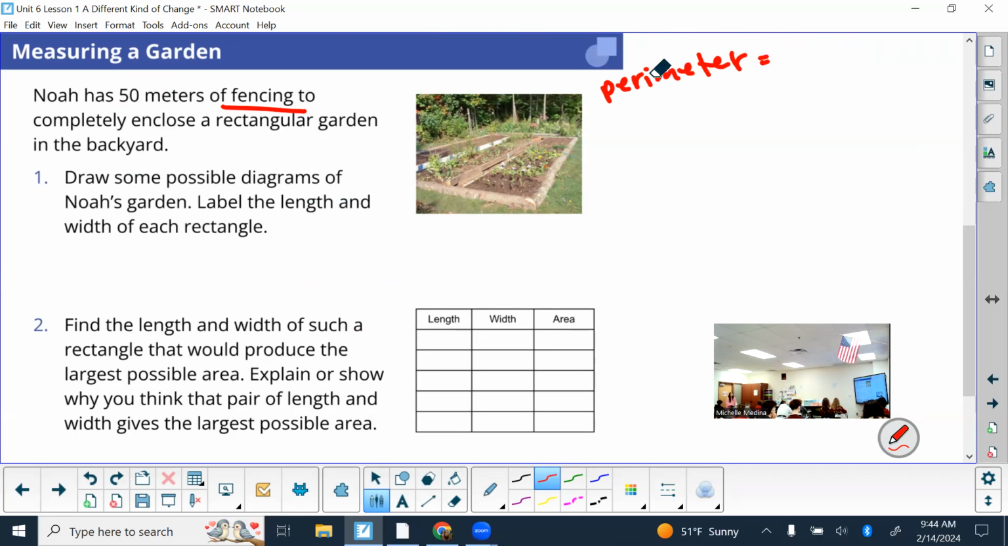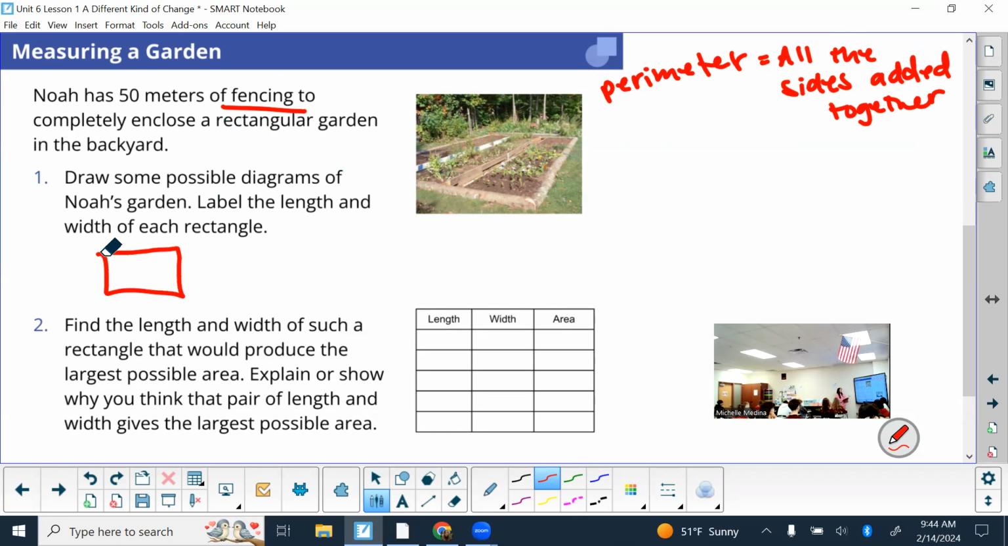If you're not familiar with perimeter, how to find it for any shape is all the sides added together. So whatever diagram you are making, this time it has to be a rectangular garden. When you add up your sides, it has to add up to 50. So come up with a minimum of 3, but as many as you can think of, that have a sum of 50 for the perimeter. A couple minutes, no more than 2.